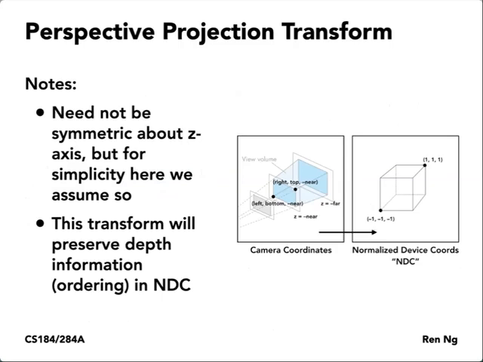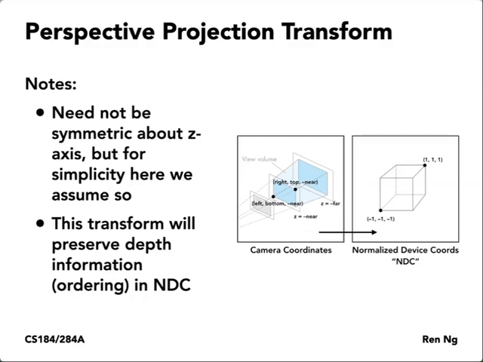and a couple of notes that I put here. Number one, this need not be symmetric about the z-axis. That is, left, bottom, comma, negative near here does not have to be the negative values of right and top. So left and bottom don't have to be the negative of right and top, so it doesn't have to be centered along the optical axis, but we'll assume that it is, just for simplicity here.